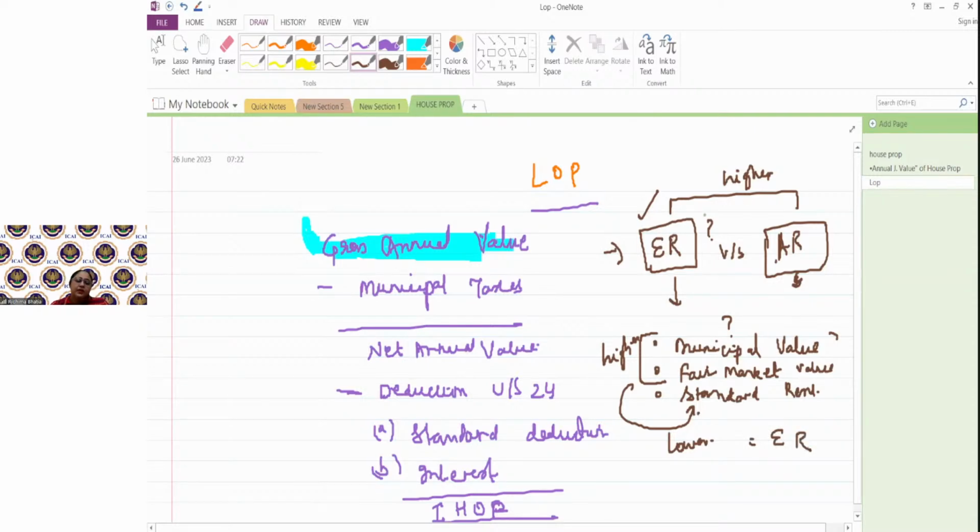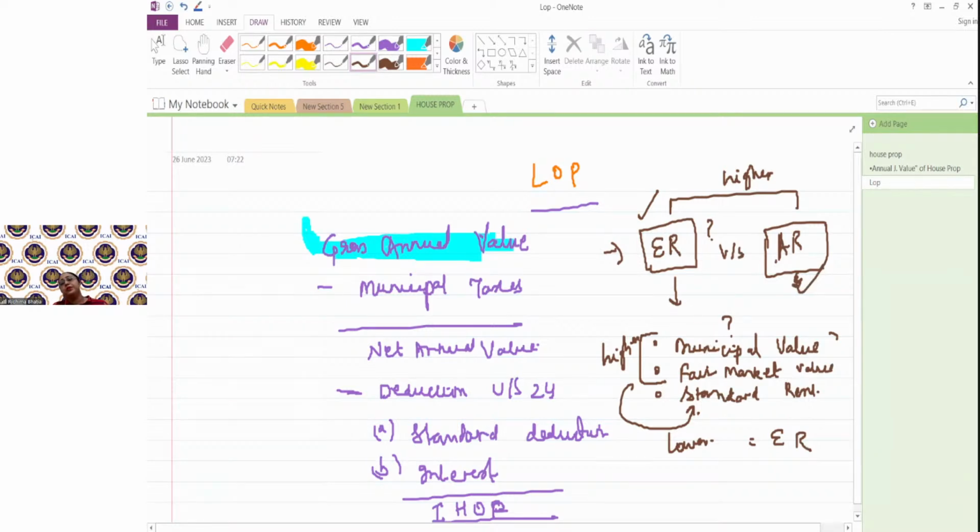So I'll repeat again, gross annual value is the income generating value of a property. Now, if I assume that a property is let out for the entire year, then what would be the gross annual value? We cannot directly say that the rent received is the gross annual value. We have to compare it. We have to compare the actual rent with the expected rent. Expected rent means the rent that should be.